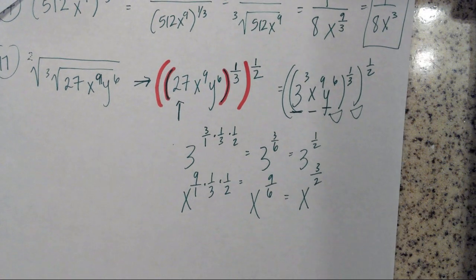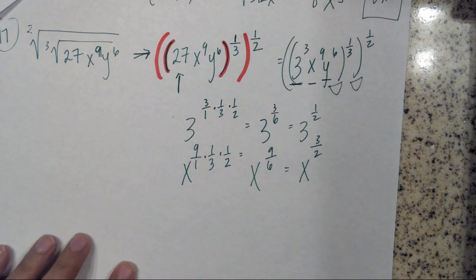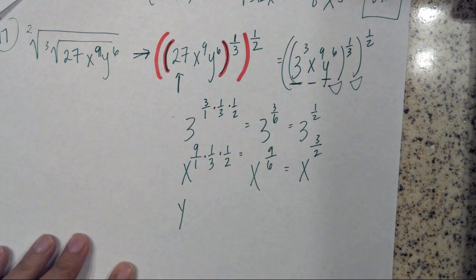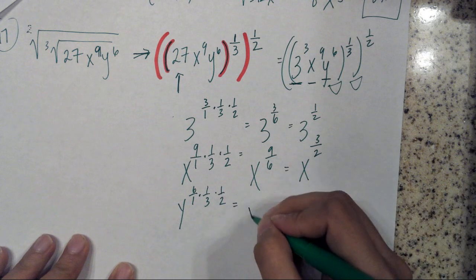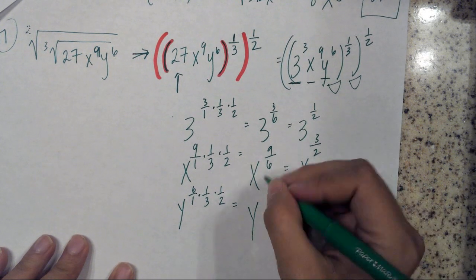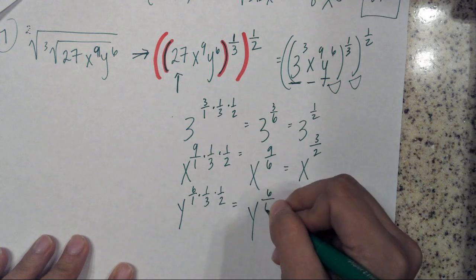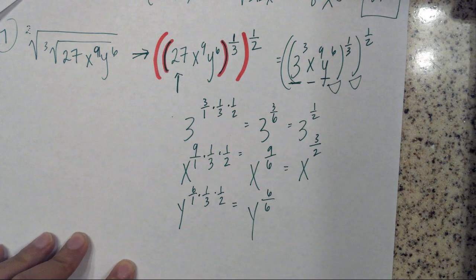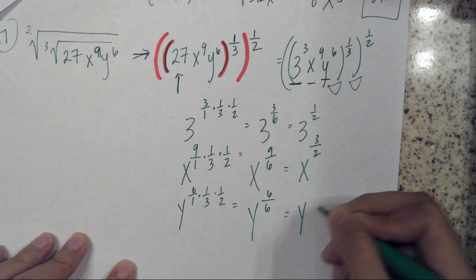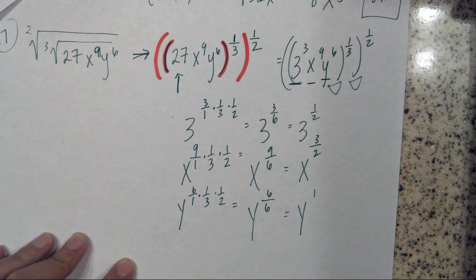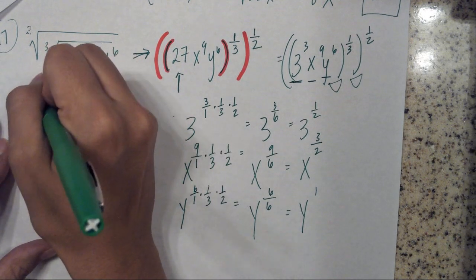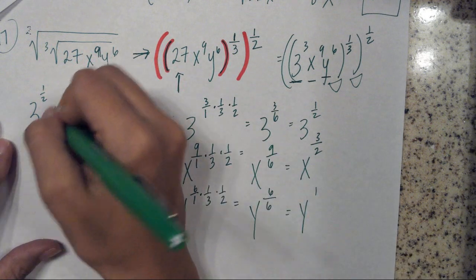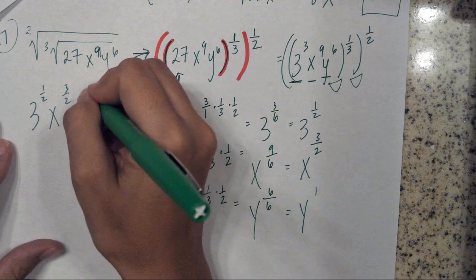And then the last one is the y. So we have y to the 6/1 times 1/3 times 1/2. So you have y to the 6/6, since 3 times 2 is 6, and 6/6 is just 1. So it's just y to the 1st power. Alright, so for this one, you have 3 to the 1/2, x to the 3/2, and then y to the 1st power.